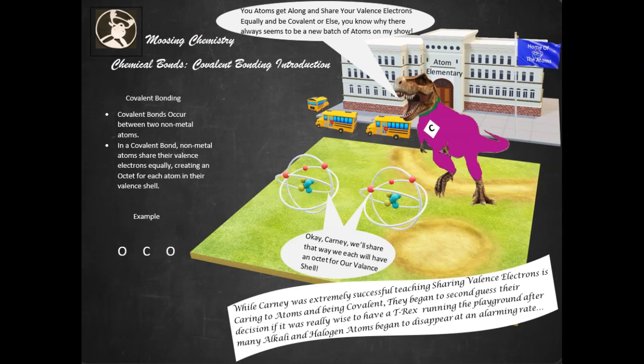This is Chemical Bonds: Covalent Bonding Introduction. So what is covalent bonding? Covalent bonds occur between two nonmetal atoms. In a covalent bond, the nonmetal atoms share their valence electrons equally, creating an octet for each atom in their valence shell. So let's look at an example of this.